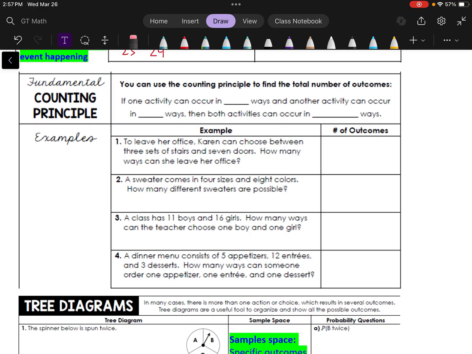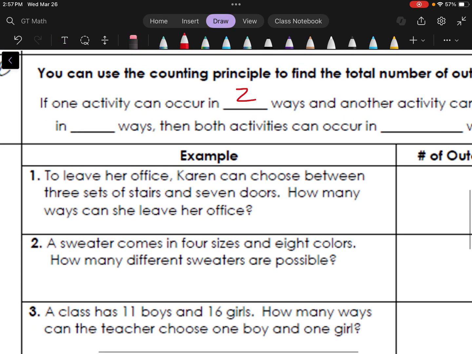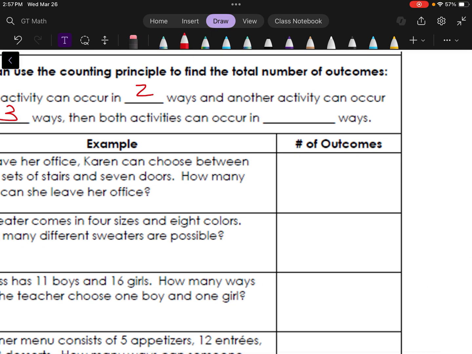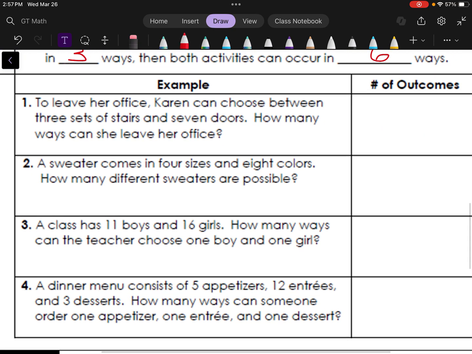So basically, if one activity can occur, let's say, 2 ways, and another activity can occur in 3 ways, then both activities can occur in 6 ways. You're just multiplying, right? 2 times 3 means there are 6 total outcomes, okay? For example, to leave her office, Karen can choose between 3 sets of stairs and 7 doors. Well, that's just going to be 3 times 7 equals 21. Pretty simple. So that's how you find the total amount of outcomes, right?